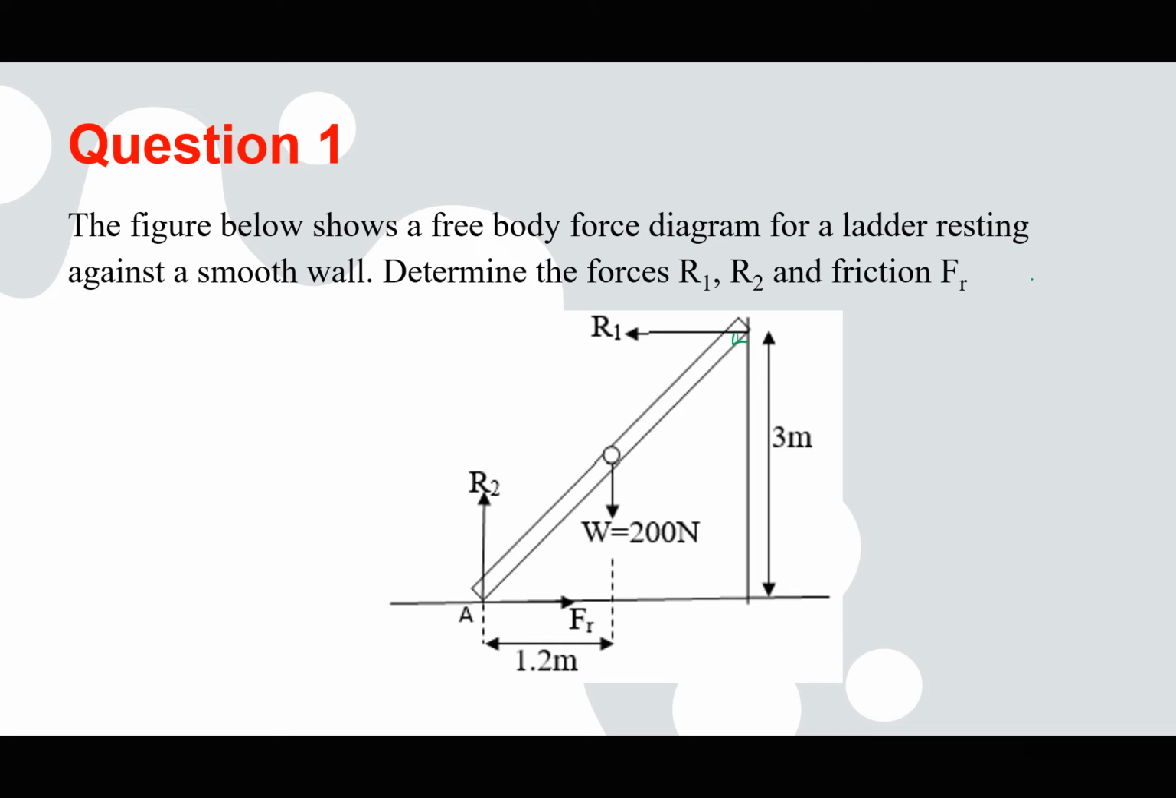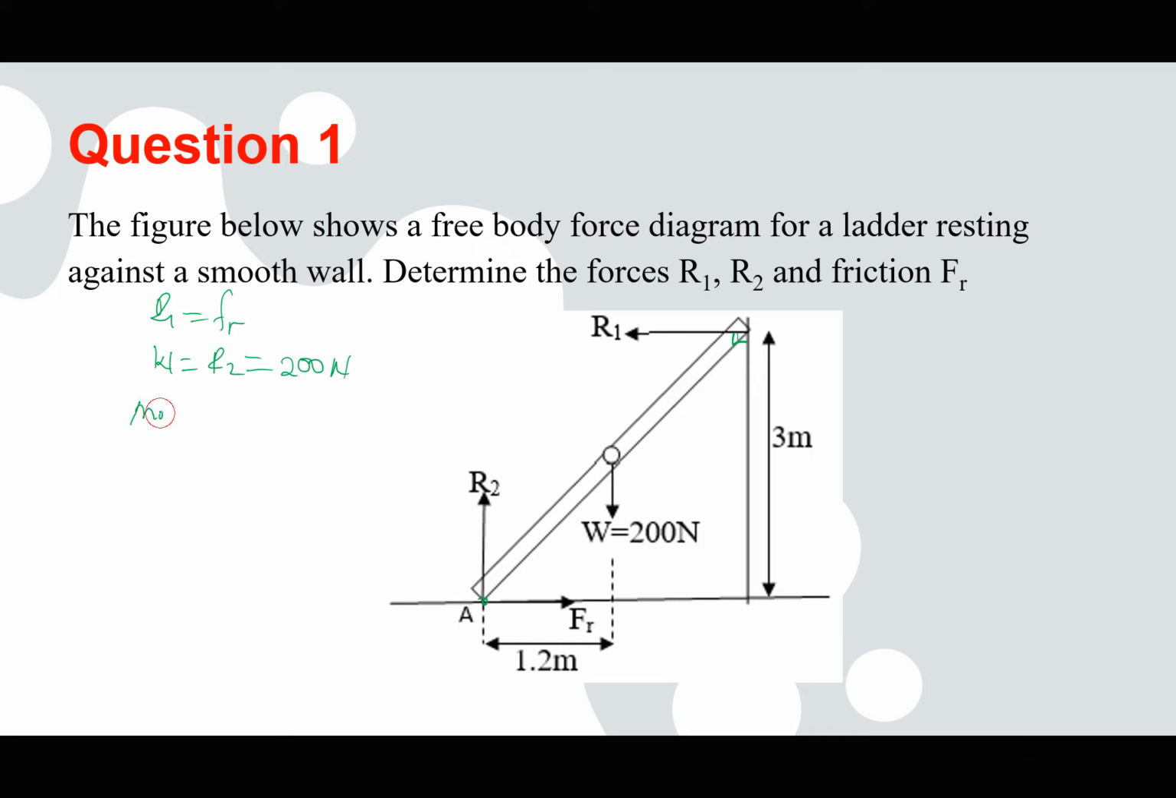So remember, for equilibrium, the forces in both opposite directions should be equal. So I know that R1 must be the same as frictional force Fr. If I can find R1, it means I have found Fr. And I should also notice that the weight W should be equal to the normal reaction R2. So I don't need to find R2 again because the weight is 200 newtons. So R2 is going to be 200 newtons for equilibrium to happen in the vertical. So the only way I can easily find R1 is by taking moments about A.